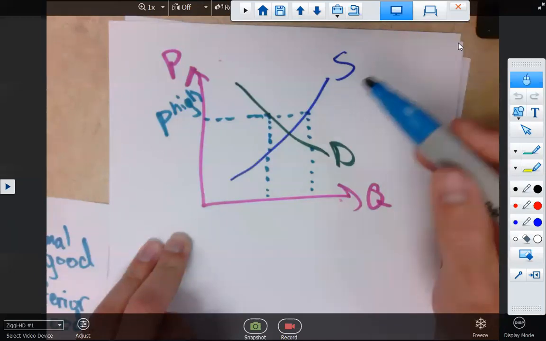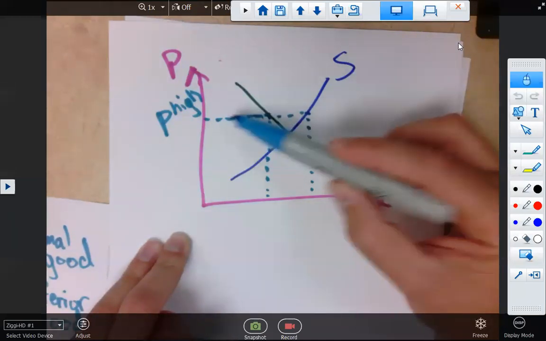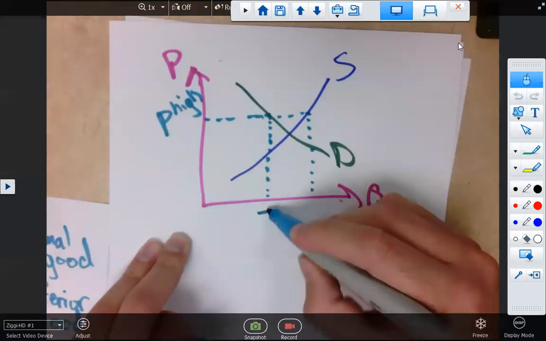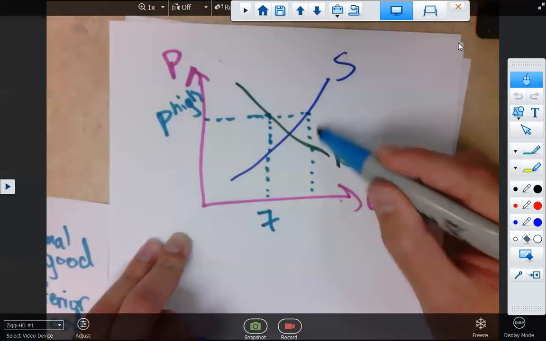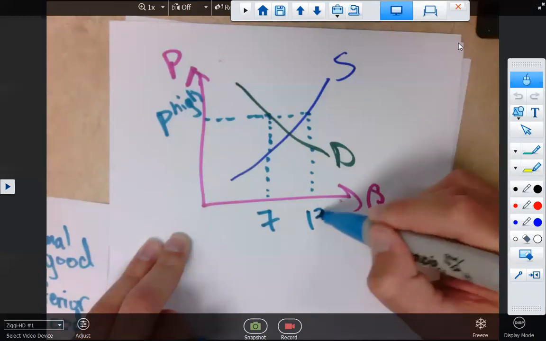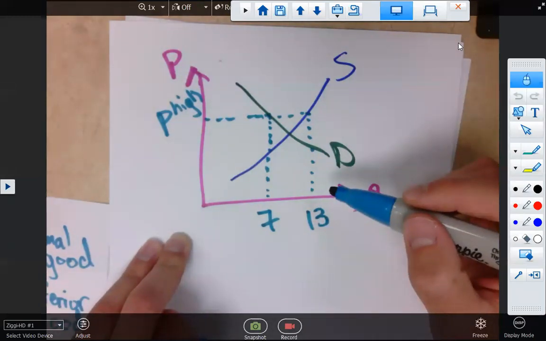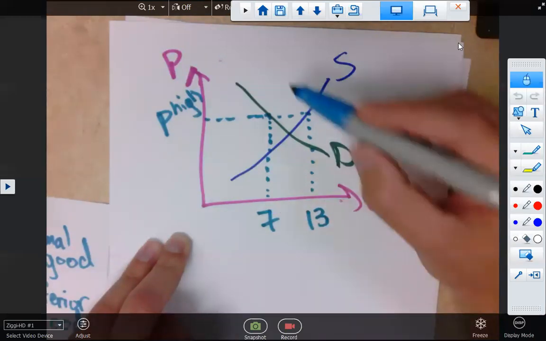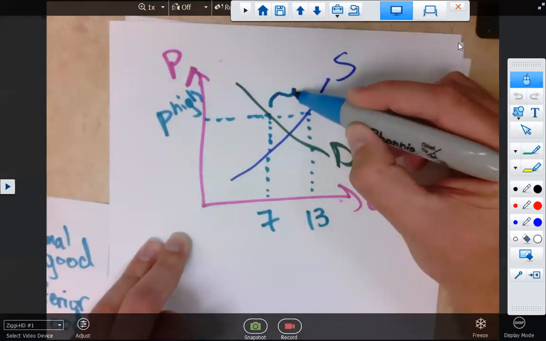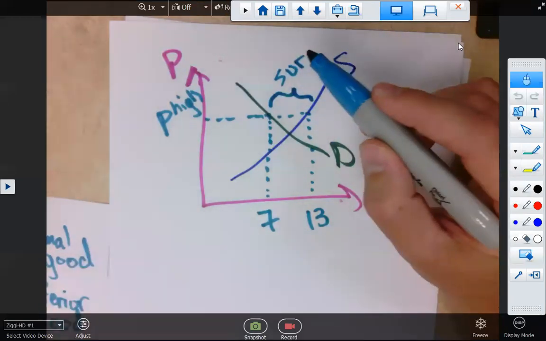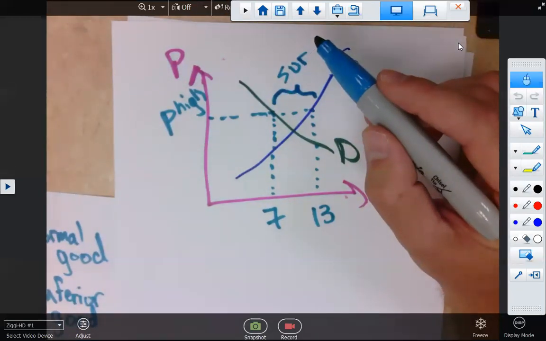And so we can just make up numbers here, right? We can just say, okay, at P high, the demand is only going to be 7, and the supply is going to be 13. So if there's 13 supplied, but only 7 demanded, then what do we call this area right here? A surplus. Very good. Brock. Very good, Brock.